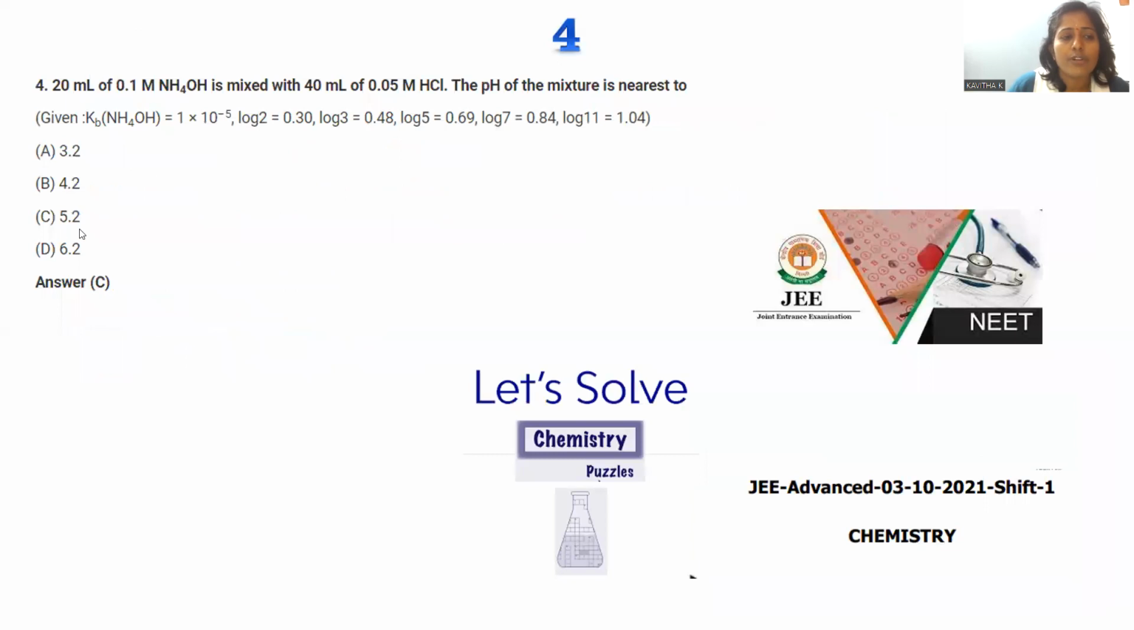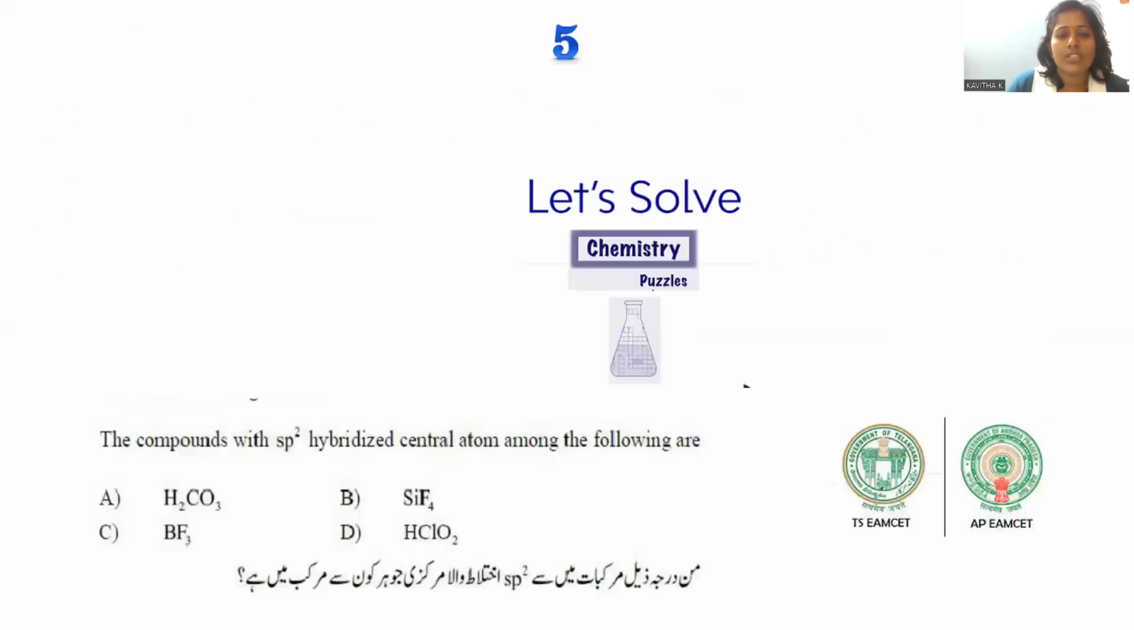So 5.24 is given in the option number C. So this is the pH whenever 20 ml of 0.1 molar ammonium hydroxide and 40 ml of 0.05 molar HCl got added, and the pH of the mixture solution will be 5.2. That is option number C. Let's go with question number 5. Here is the problem provided to you. It is related with the TSMCET and APMCET examinations.